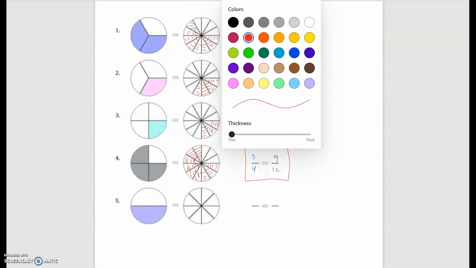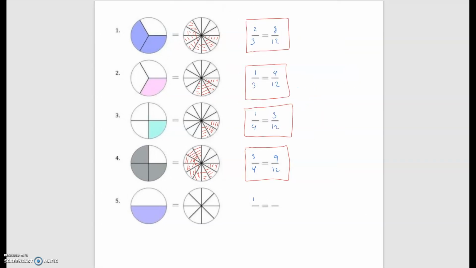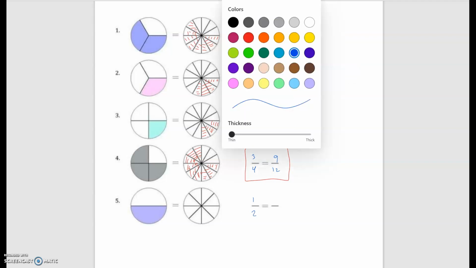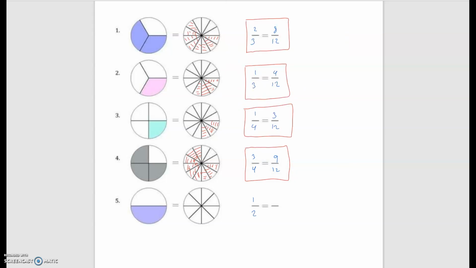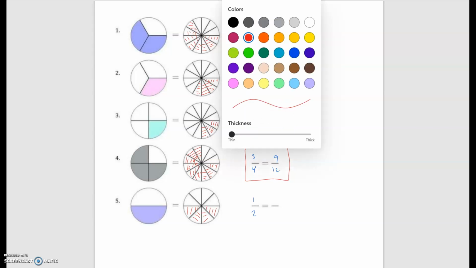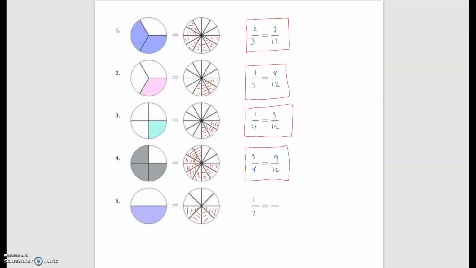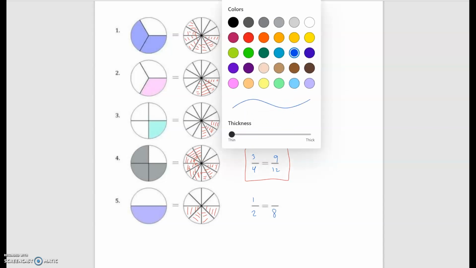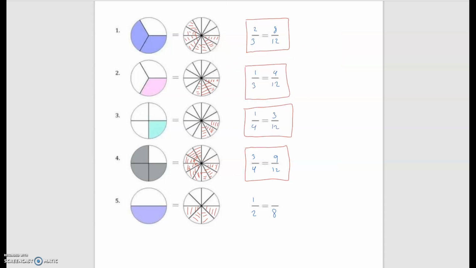Okay, let's take a look at the last one. The last one, it's technically 1/2. And we don't have 12 pieces. So it's going to be this area here. Total number of pieces, I'm counting 1, 2, 3, 4, and another 4, it's going to be 8. So this will be 8 pieces, and the equivalent is going to be 4.